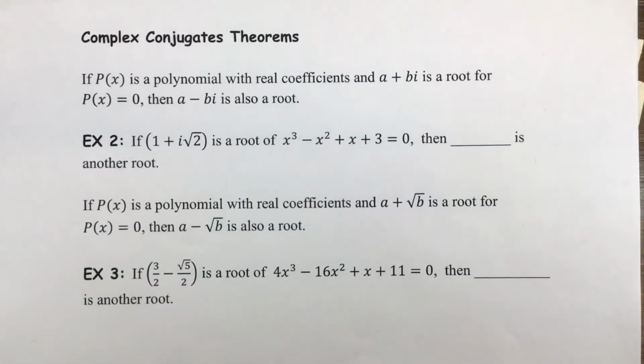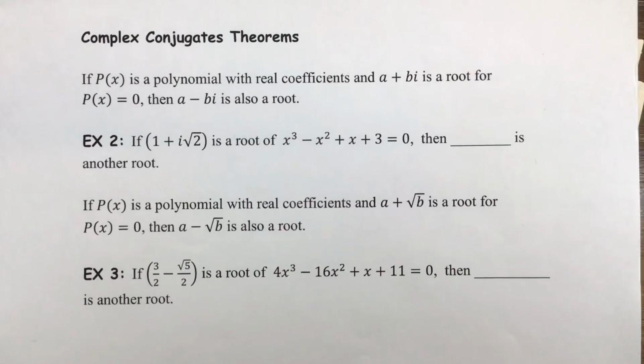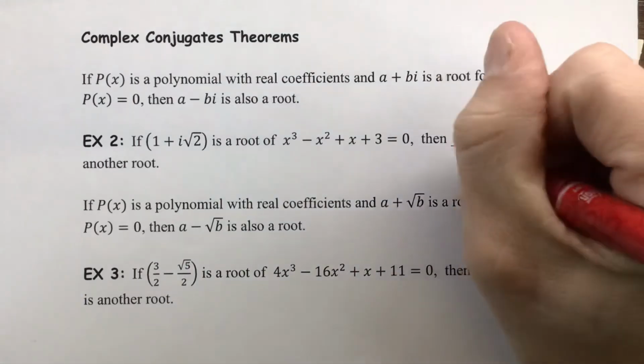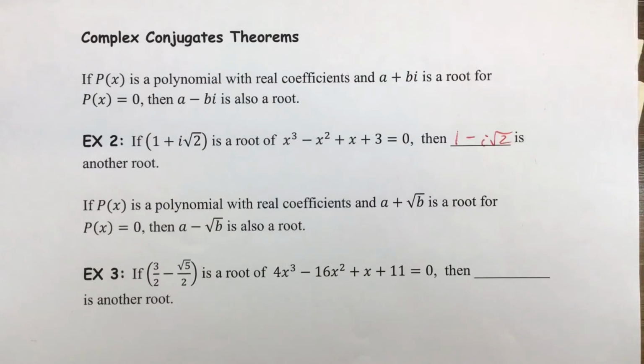Complex conjugate theorem: if p of x is a polynomial with real coefficients and a plus bi, that would be a complex number, is a root for p of x equals 0, then a minus bi, the conjugate of a plus bi, is also a root. Example 2, if 1 plus i times the square root of 2 is a root to this polynomial, then the conjugate will be another root, and that conjugate would be 1 minus i times the square root of 2.